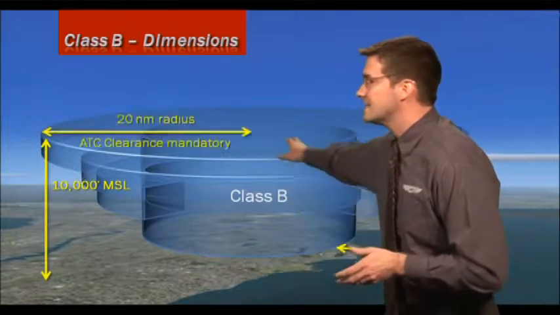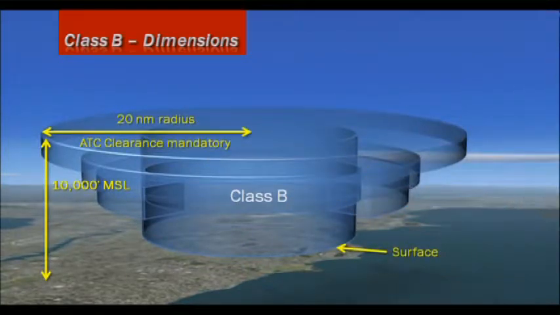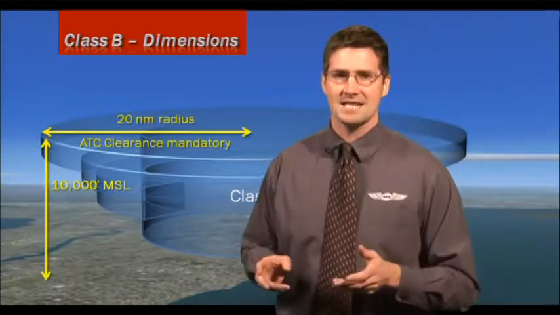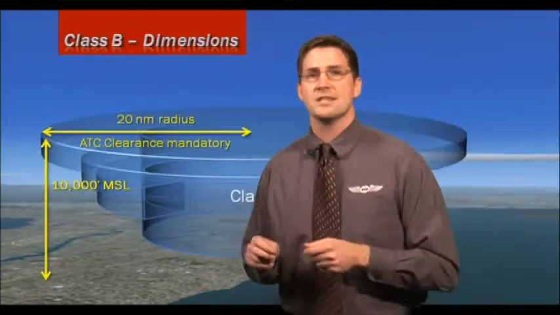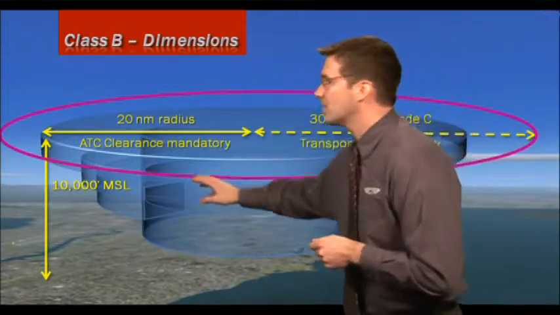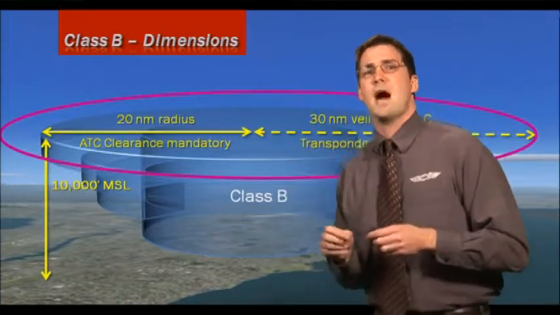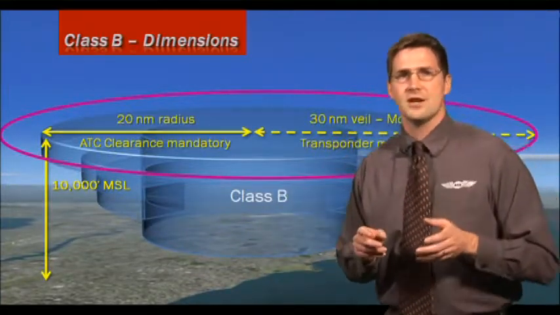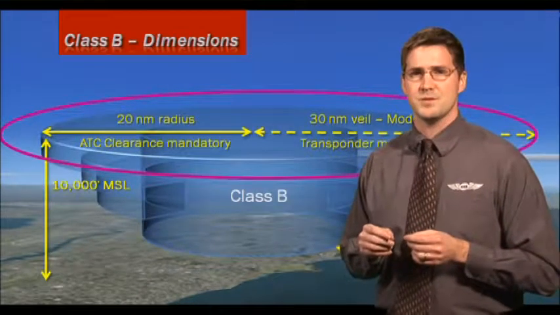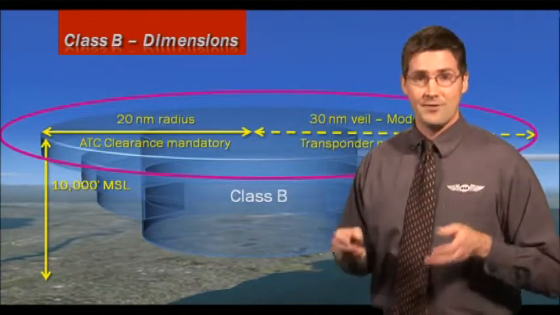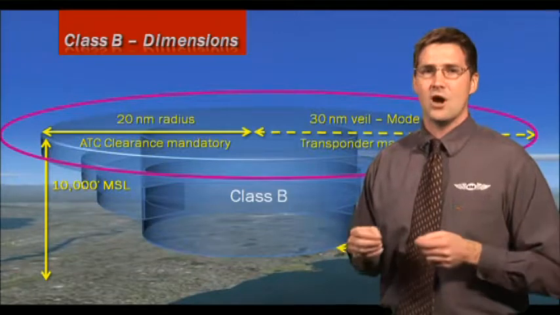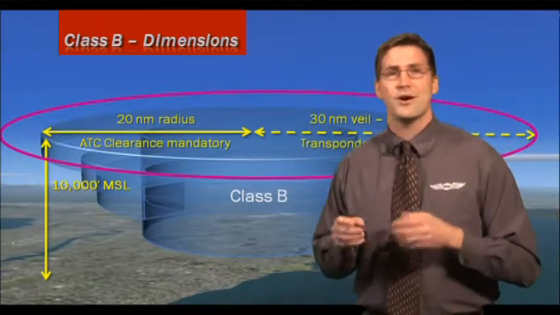The radius of the top layer of the Class B airspace is typically around 20 nautical miles. Now, each layer below has a smaller radius. Remember, you need a specific clearance to fly anywhere inside the stacks of Class B airspace. Note the magenta circle, as we've already pointed out, marks the 30 nautical mile radius of the Mode C veil. You must have an operating Mode C transponder to fly in this area, even if you remain outside of the Class B airspace. Now, because of the high volume of traffic around Class B airspace, ATC always needs to see you and know your altitude.